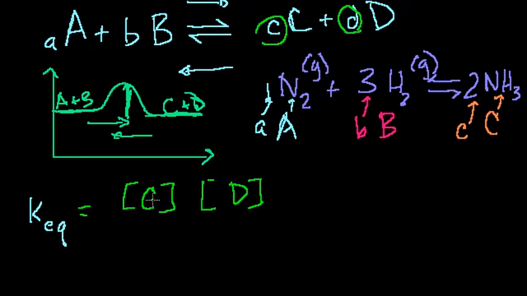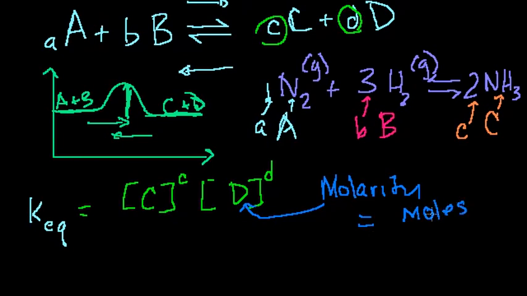So in this case, it would be the concentration of big C raised to the lowercase c power, and the concentration of big D raised to the lowercase d power. And when I say concentration, especially what you see in your intro chemistry classes, the concentration is going to be measured in molarity. Molarity, which, just as a review, is moles per liter.